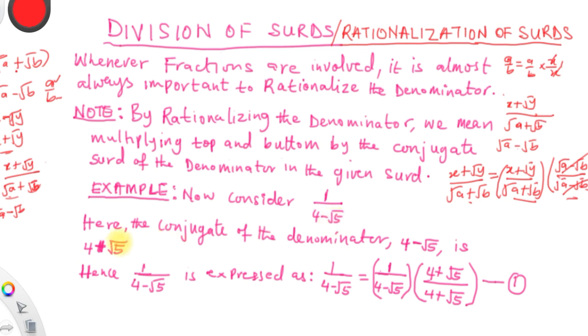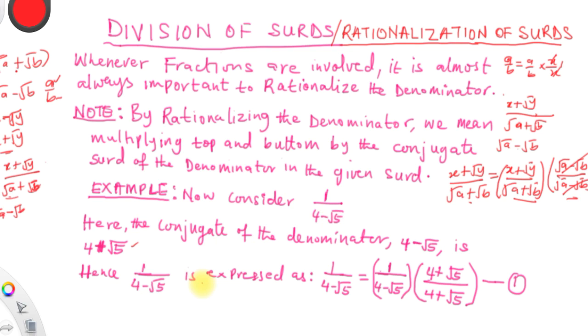So the first step is to find the conjugate of the denominator. 1 is the numerator, and 4 minus the square root of 5 is the denominator. So what is the conjugate? The conjugate of this is found by just changing the negative sign to a positive sign. So the conjugate of the denominator 4 minus the square root of 5 is 4 plus the square root of 5.